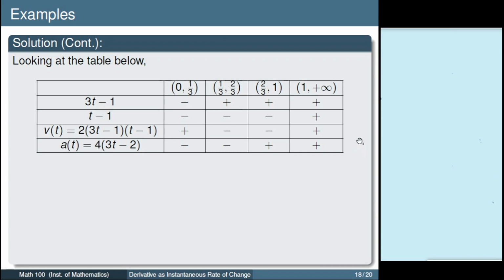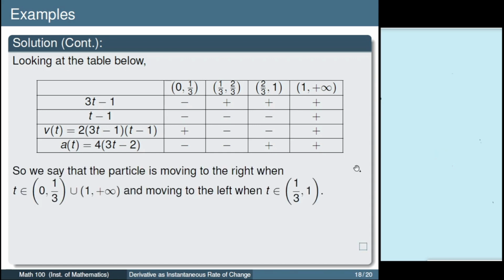Pwede na natin gamitin yung remark before. To answer our first question, kailan siya papuntang right? The particle will be moving to the right if your velocity is greater than 0. So, tingnan nyo lang yung row ng v of t. Kailan ba ito positive? Ito, at saka ito. So, we have this. We say that the particle is moving to the right when t is an element of here, 0 to 1/3. And here, 1 to infinity. And moving to the left otherwise, that will be these intervals, 1/3 to 2/3 and 2/3 to 1.